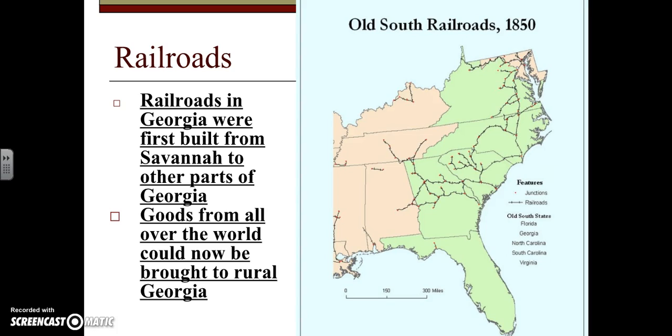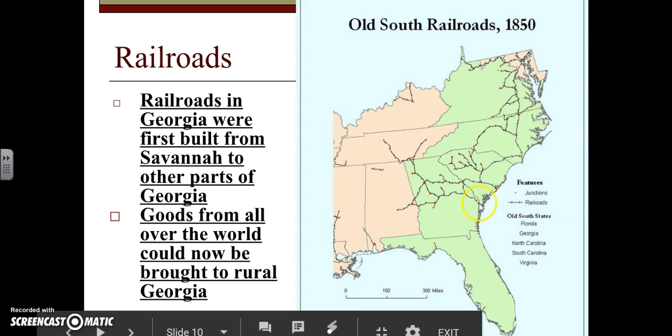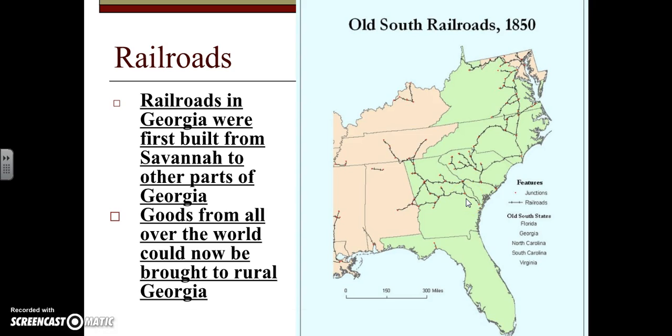Railroads. Railroads in Georgia were first built from Savannah to other ports in Georgia. It brings goods from all over the world that can now be brought to rural Georgia. So you see here the Savannah. And so railroads were built from Savannah to other parts of the state.